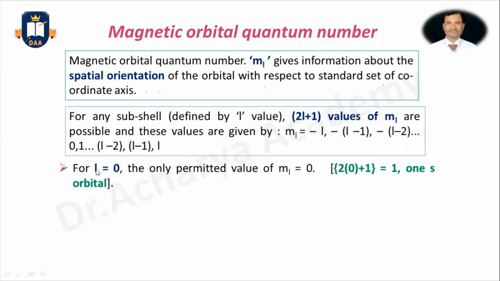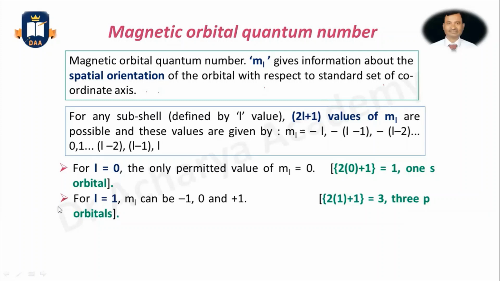Case number 1: when the azimuthal quantum number l is equal to 0, then the only permitted value of m subscript l is 0. Because 2l plus 1 with l equal to 0 gives only one permitted value of m subscript l, it is the 1s orbital.